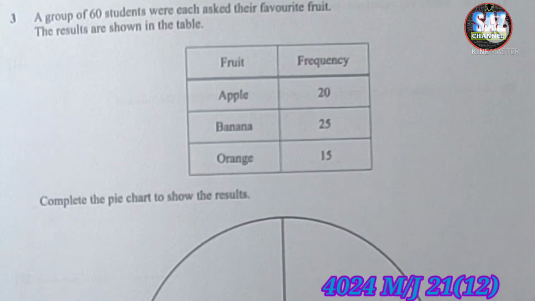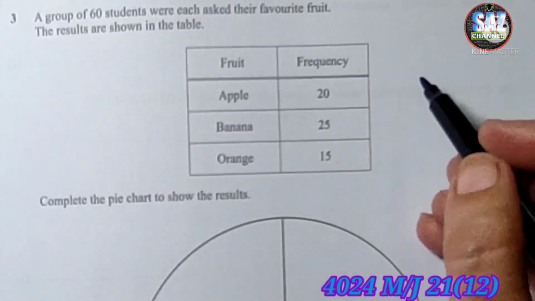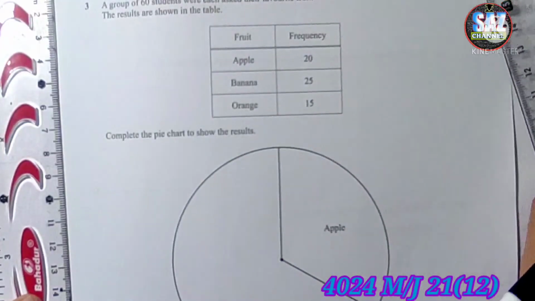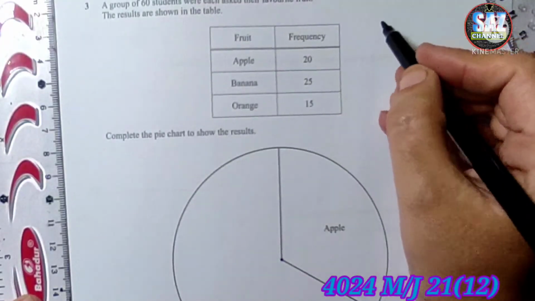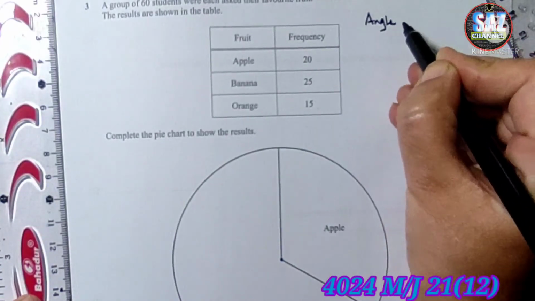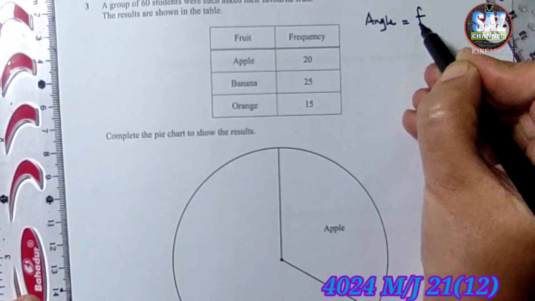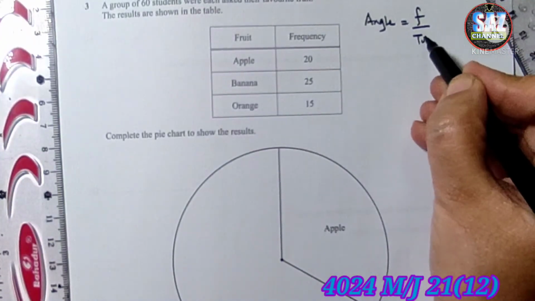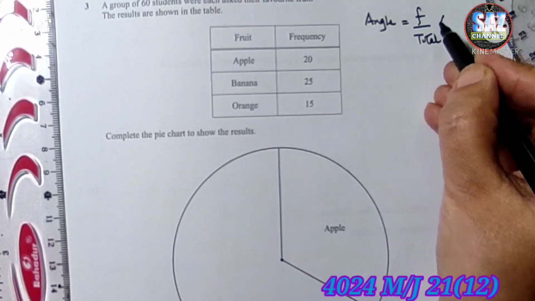For the construction of a pie chart, what we have to do is construct the angles associated with each sector, and we know that the formula for the angle of a sector is: angle equals frequency upon total, multiplied by 360 degrees.